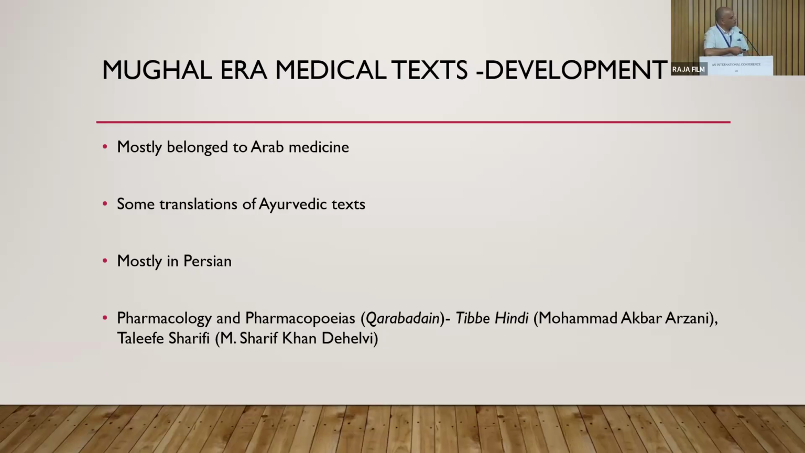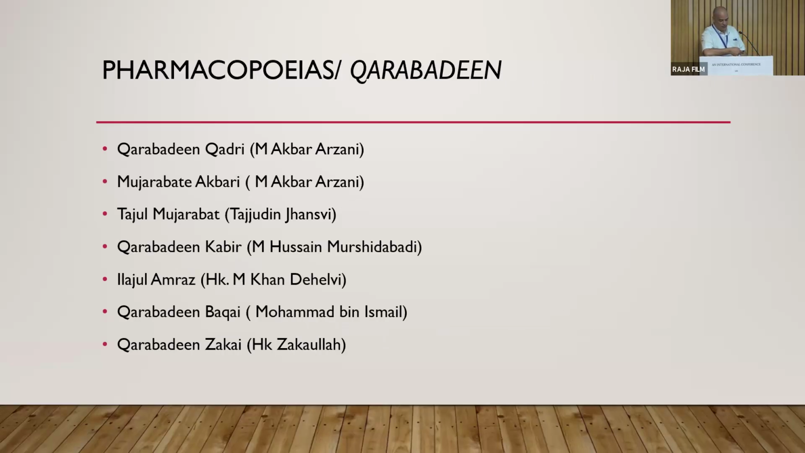And as I already told you, mainly the books were on pharmacology and pharmacopoeias. And here is a list of pharmacopoeias. A pharmacopoeia is basically an official document. Even today, pharmacopoeias are written. There is an Indian pharmacopoeia, a British pharmacopoeia. A pharmacopoeia is an official document which lists the drugs, their uses, how to use them, and the dosage of each drug. So these are the Qarabadin written during this period. Qarabadin Qadri, very important. Mujarrabat Akbari, Tajul Mujarrabat, Qarabadin Kabir, Ilajul Amraz, Qarabadin Bakai, Qarabadin Zakai.